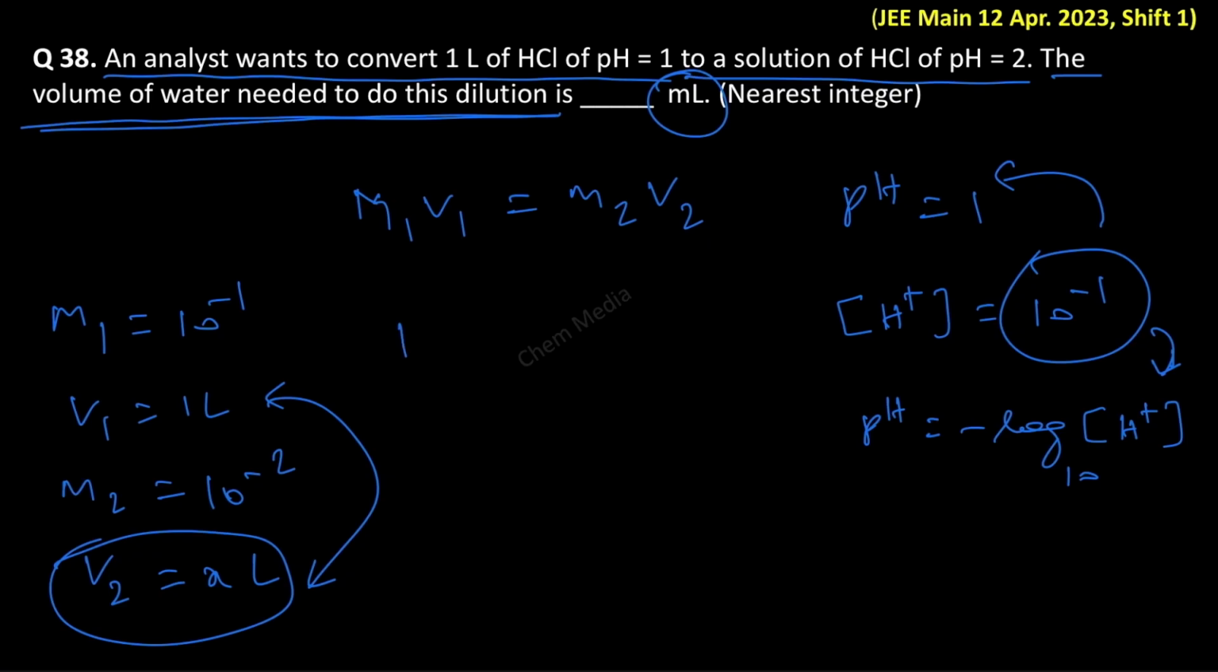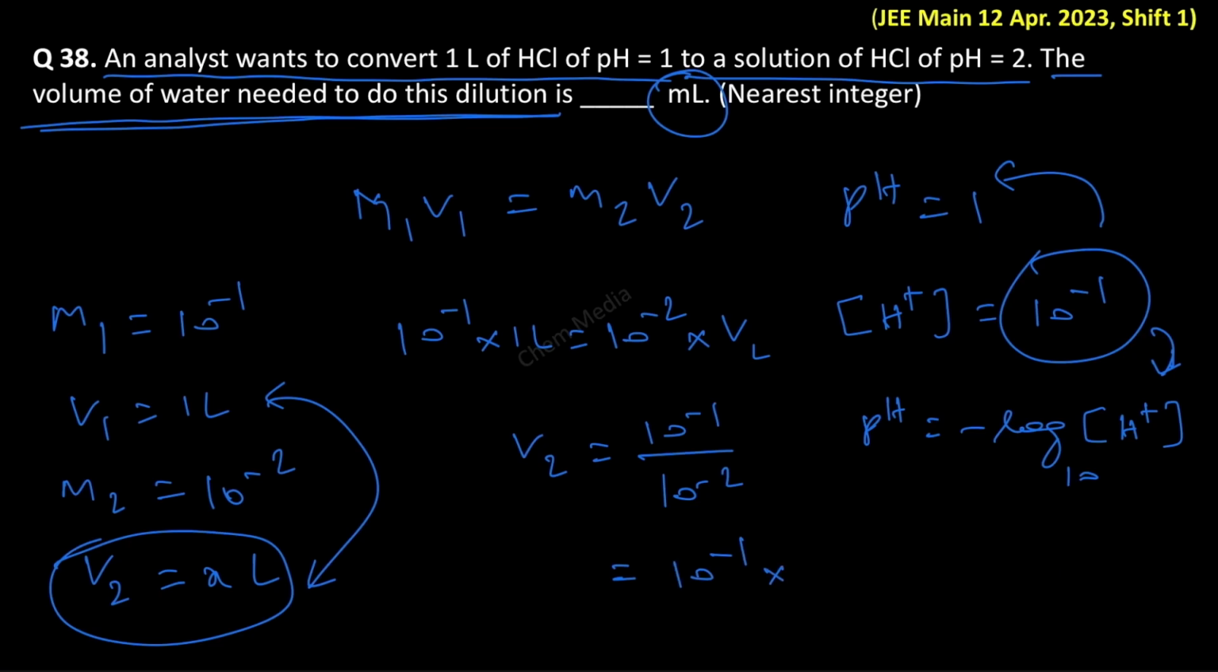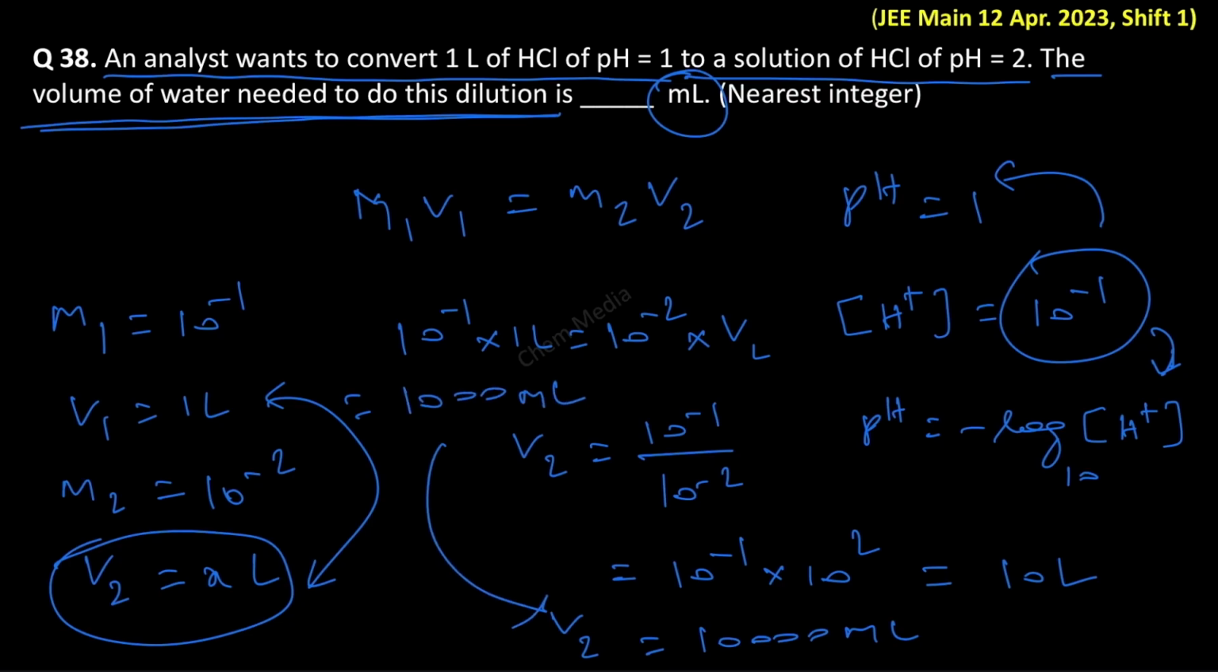Okay. So, therefore, 10 to the power minus 1 times 1 liter is equal to 10 to the power minus 2 times V2. Therefore, V2 is equal to 10 to the power minus 1 divided by 10 to the power minus 2, and that is equal to 10 to the power minus 1 times 10 to the power 2. So, therefore, it is equal to 10 liters. Therefore, in terms of milliliters, V2 equals 10,000 milliliters. 1 liter equals 1000 milliliters. So, therefore, the difference is 9000 milliliters.